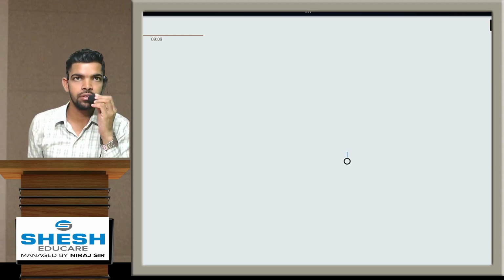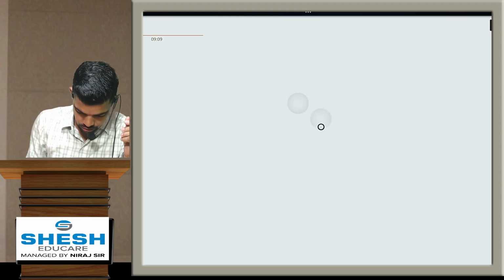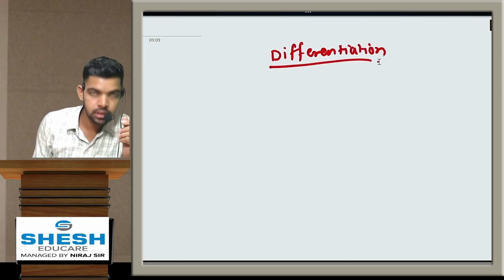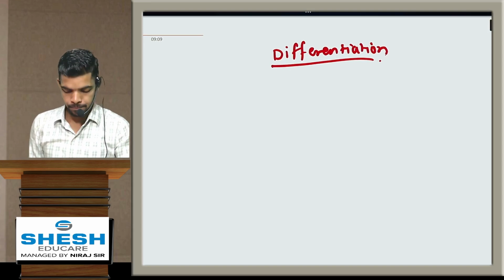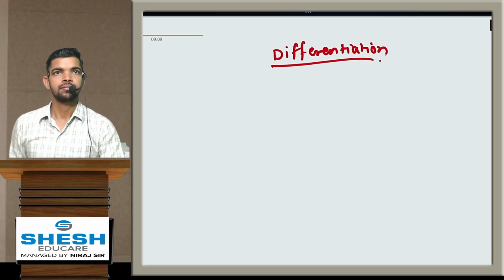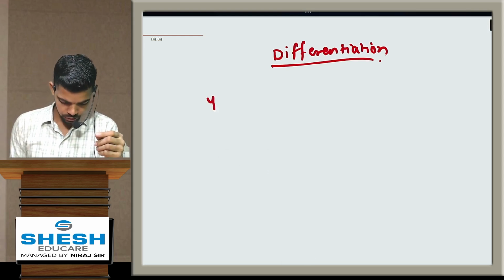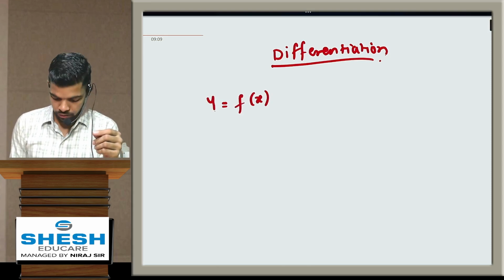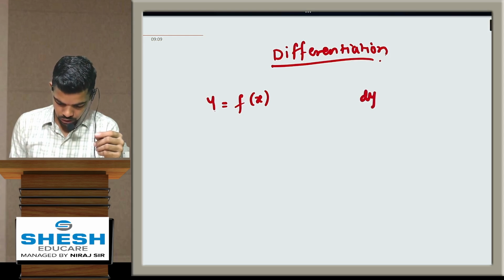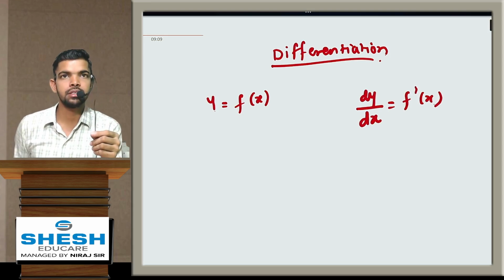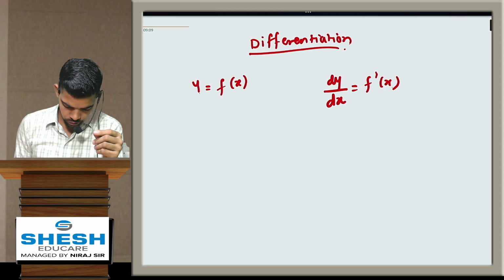Okay, so now we'll do differentiation revision. So let's see the formulas. The first formula is, here we will write function y, or you can write it as f of x, and here we write its derivative, which is denoted by dy by dx or f dash of x. Both are same.